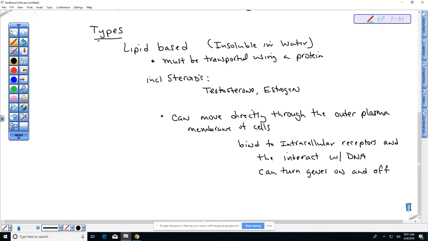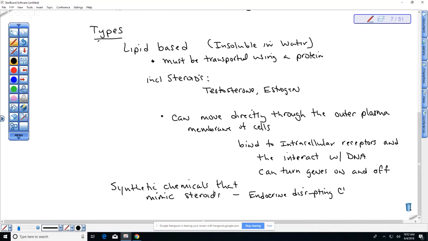So it could be that the kind of the sad thing is that there is, I guess we could talk about this now. There are synthetic chemicals that mimic steroids. And these are sometimes referred to as endocrine disrupting chemicals.